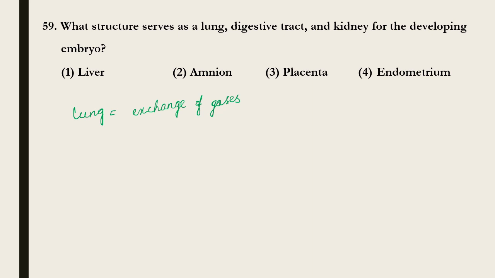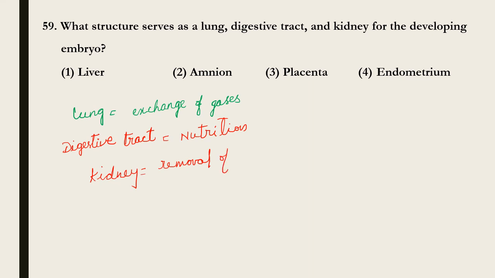Next, the digestive tract, which is related to nutrition. And the next one is the kidney. The major function of the kidney is removal of waste. All these three functions are performed by the placenta. So the placenta acts as a lung, digestive tract and kidney because of these functions. So the correct option is 3.